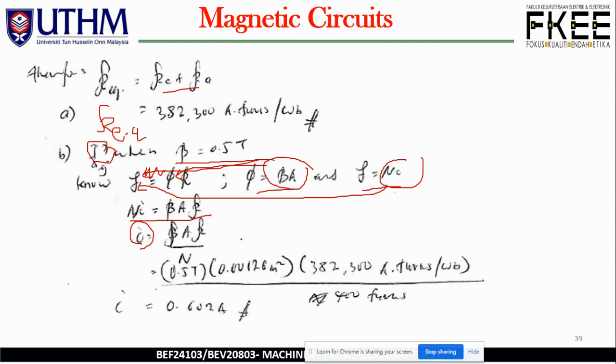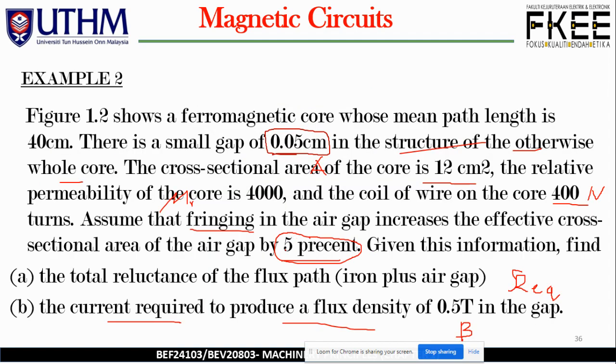So substitute the value provided or the value we just calculated into this particular equation. So again, be extra careful with the value you take for A because this is referring to AC, right? Oh, sorry, AG or A gap, not AC. So this is the cross-sectional area for the A gap because the question asks you to calculate the required current to produce flux density in the air gap.